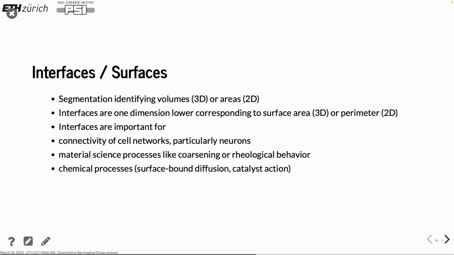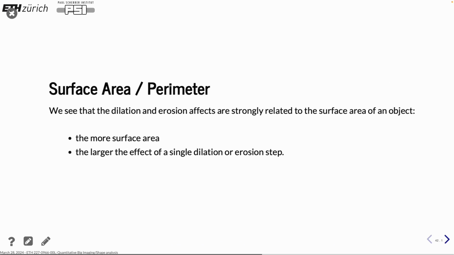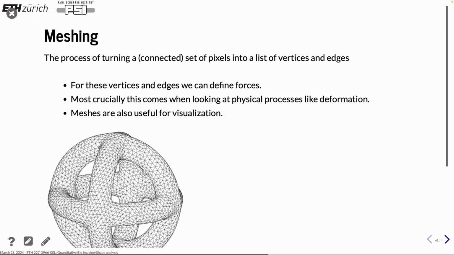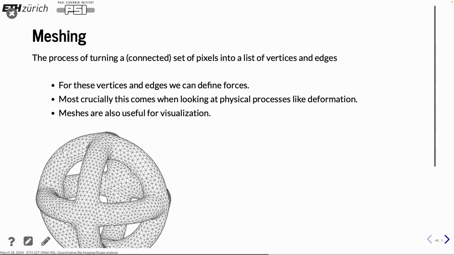And the next thing we want to do is to look at different interfaces and surfaces around the object. And for that, we want to compute, for example, the surface area or perimeter of an object. And that can be done using erosion and dilation, for example. And another way of describing the surface is to use a mesh, like you see here. I also showed it on the bubbles before.